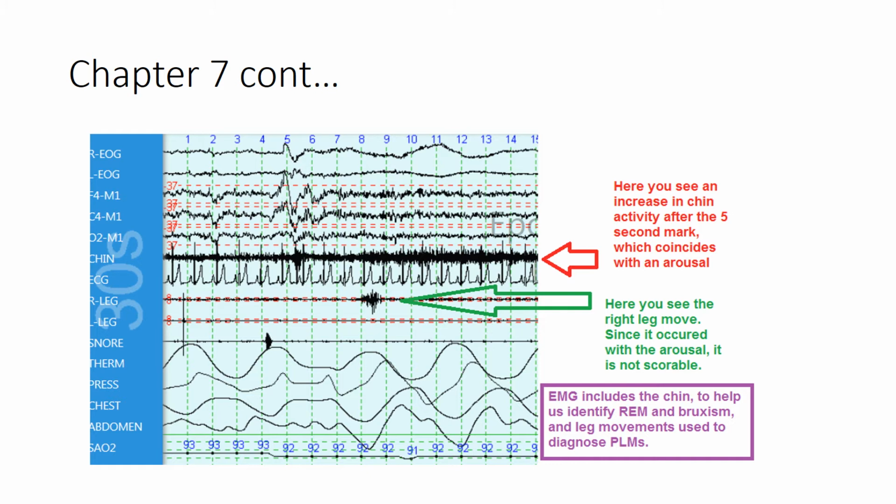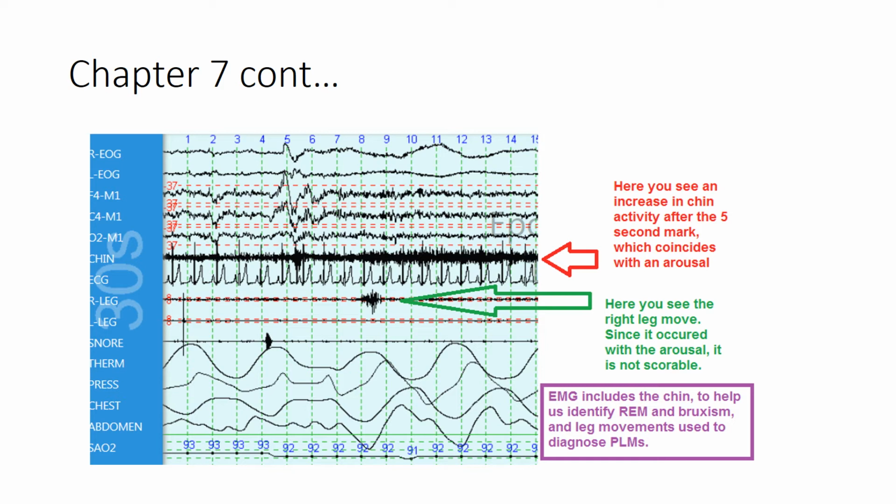Going down to the right leg channel, we see one little right leg movement that isn't very big, and it's not even long enough for us to actually score it, but that is what a leg movement would look like. If you look down on the snore channel right around second 4, that patient probably snored at that point in time.